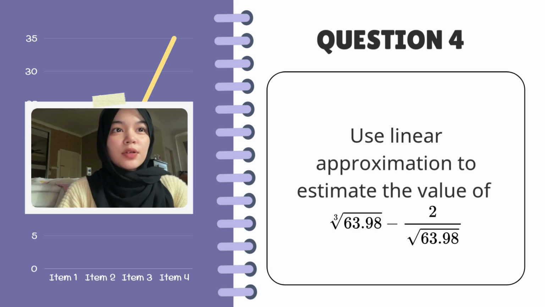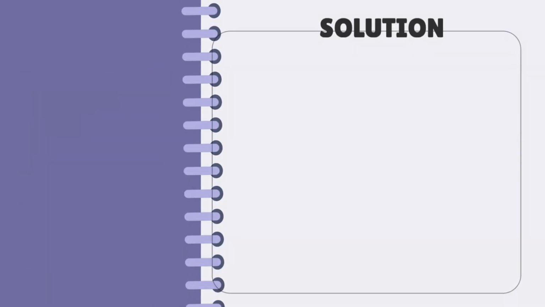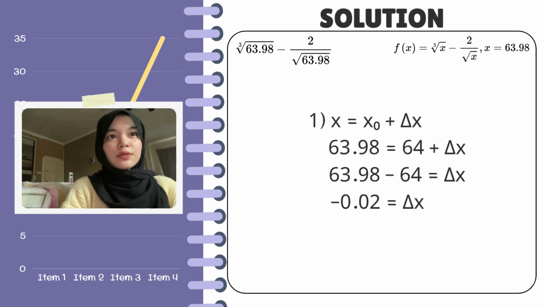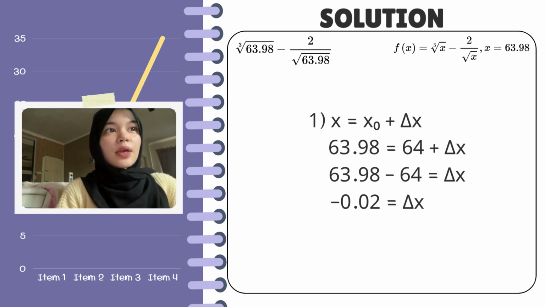For question 4, use linear approximation to estimate the value of cube root 63.98 minus 2 over square root 63.98. This is the solution for question 4. We have f(x) equal to cube root x minus 2 over square root x. So we have x equal to 63.98.